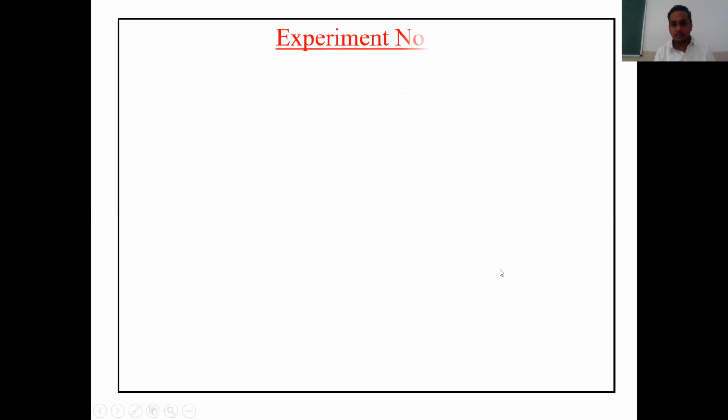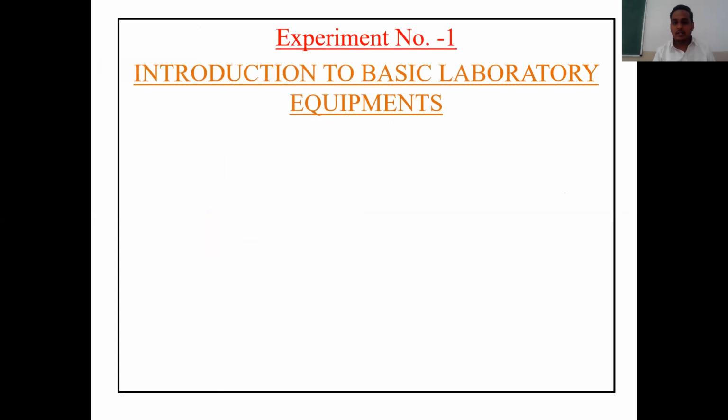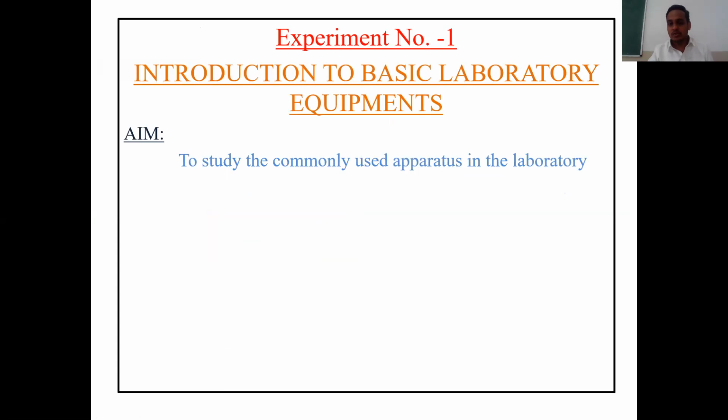In this video, we are going to start with the first experiment of chemistry. The title for the experiment is Introduction to Basic Laboratory Equipments, and the aim of this experiment is to study the commonly used apparatus in the laboratory. Before starting with the experiments in the chemistry lab, it is very important to have the basic knowledge of the apparatus that we are going to use commonly in the laboratory.